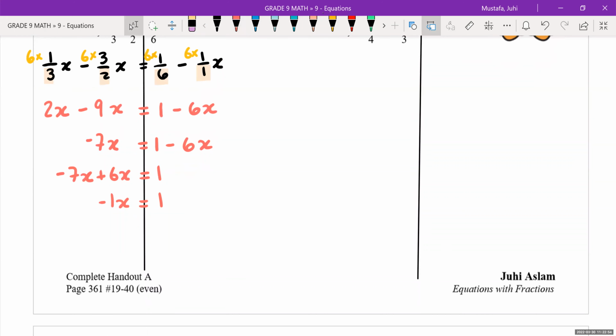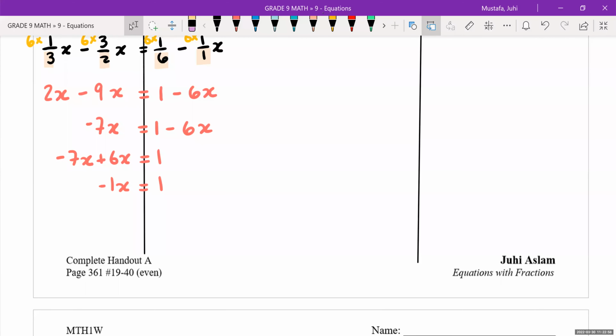And I want an answer where x is all by itself. So if I want to get rid of the -1, what do I have to do? Nope, because it's multiplied to the x. The opposite of multiplication is divide. So I'm going to divide both sides by -1. -1 divided by -1 is just 1x. 1 divided by -1 is -1. And so our final answer is x is equal to -1.